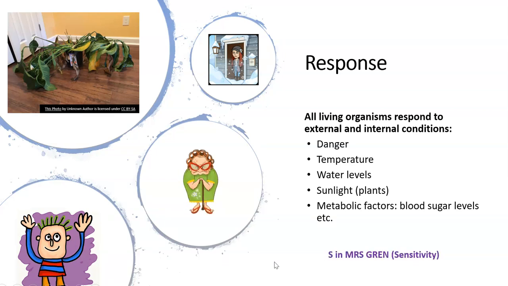Now, in Mrs. Gren, we have the S for sensitivity, which covers some of this, that reaction to danger and any of the external factors. So if you're looking at Mrs. Gren, this is where the S comes into it. You'll see there we've got our picture of the plant in the top corner. That plant has wilted, okay? So it draws all of its water carrying pipes in, and they wilt if they don't have enough water in.